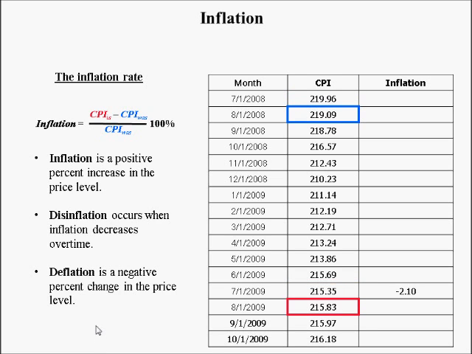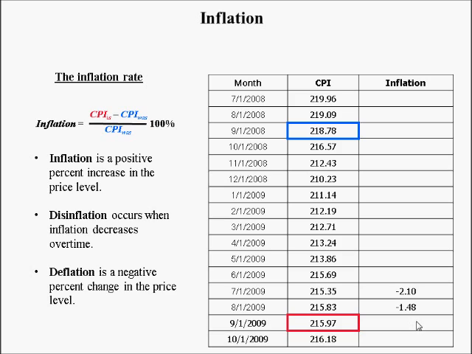Okay, now we want to compute the inflation rate for August of 2009. We take the CPI, what it is in August of 2009, we subtract from it what it was a year earlier, and then we divide again by what it was a year earlier, and then multiply by 100. And so the inflation rate is a negative 1.48 in August of 2009. So in the course of a year, prices fell on average about 1.48%.